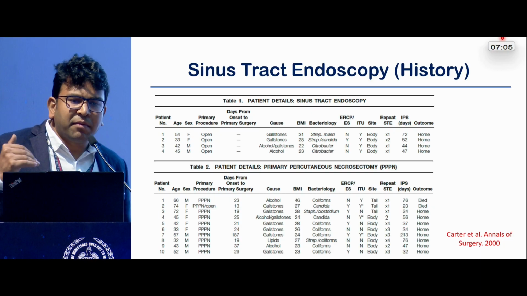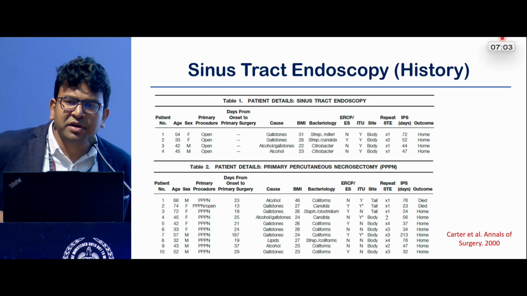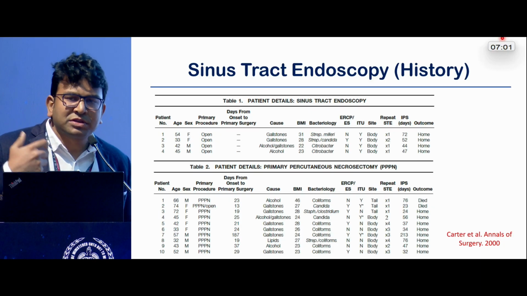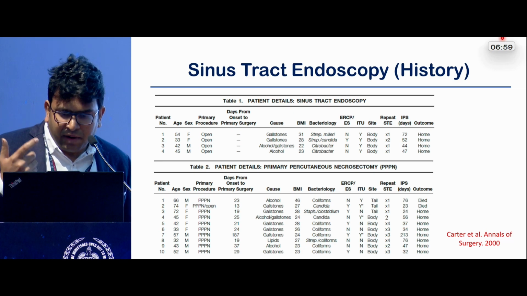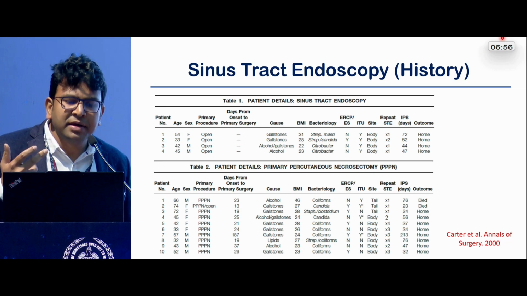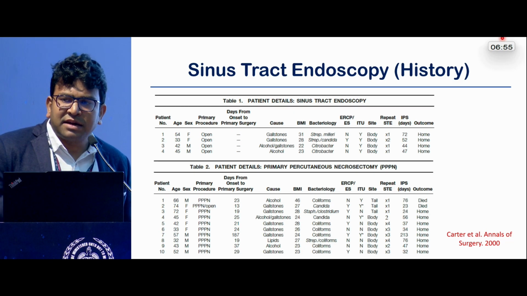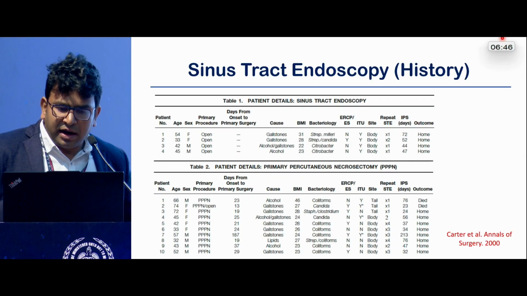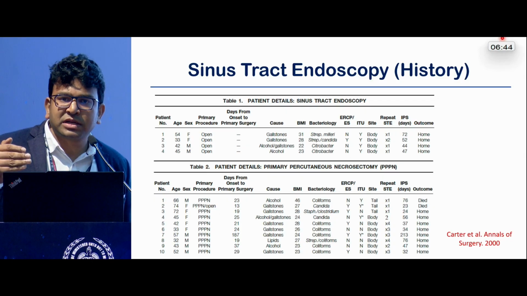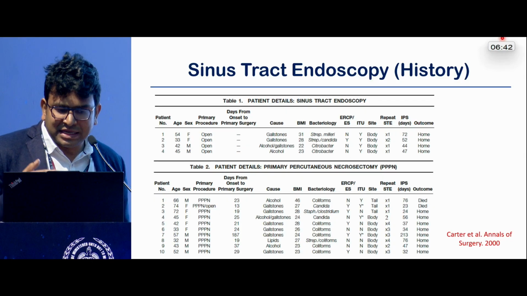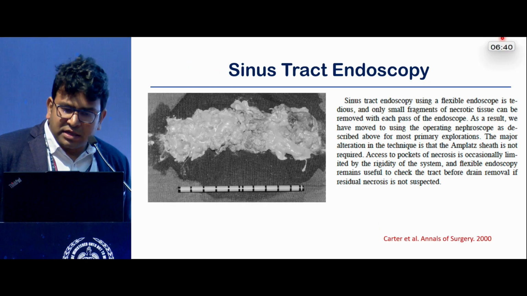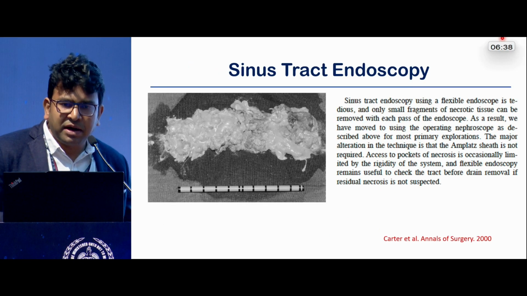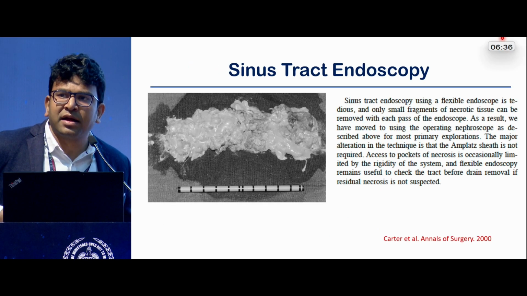If you go a little bit into the history of percutaneous endoscopic necrosectomy, it was first described in 2000 by a surgeon called Carter. He initially described a 3-patient case series in whom he did the surgical debridement and used a flexible endoscope to remove the additional necrosum that was there. And primary percutaneous necrosectomy, without the need for surgery, he described in a series of 10 patients. And he described that it is better done with a rigid nephroscope.